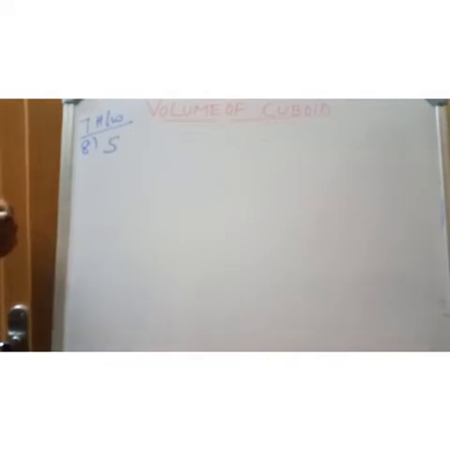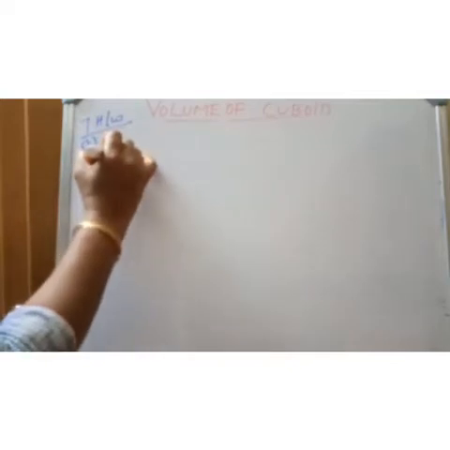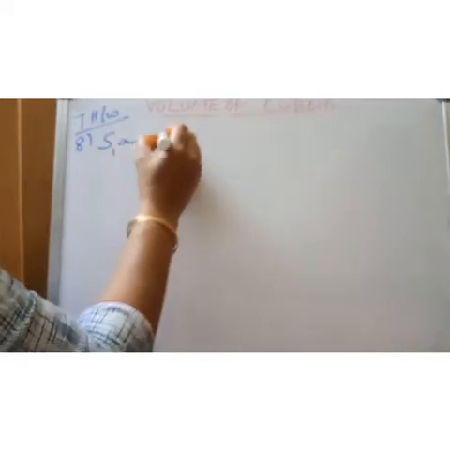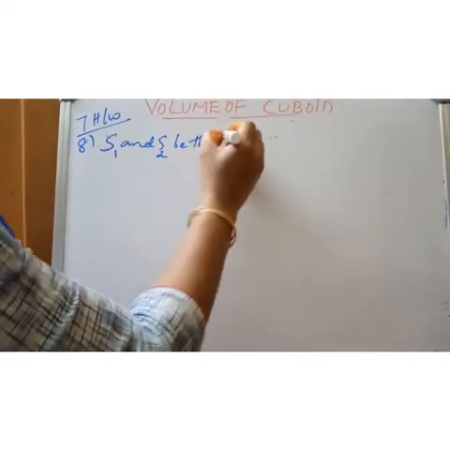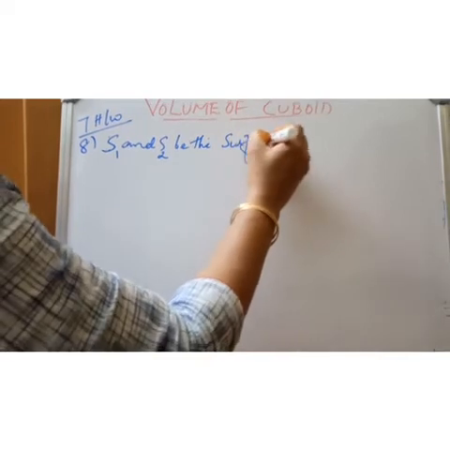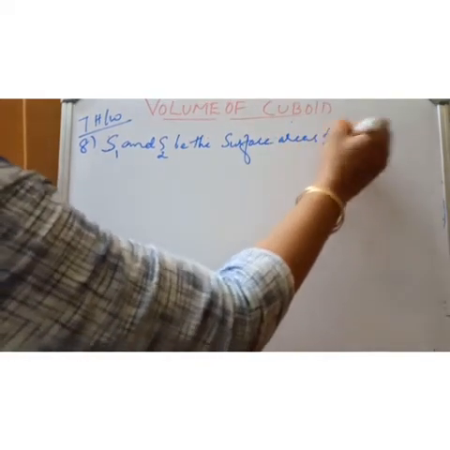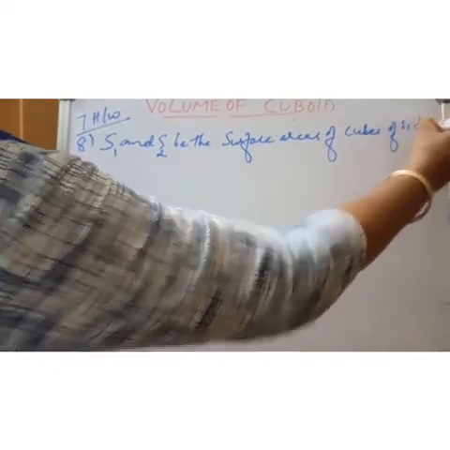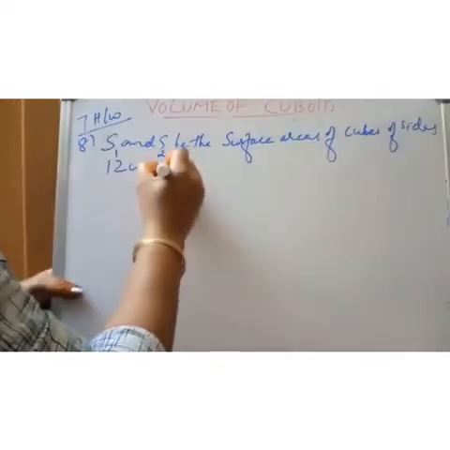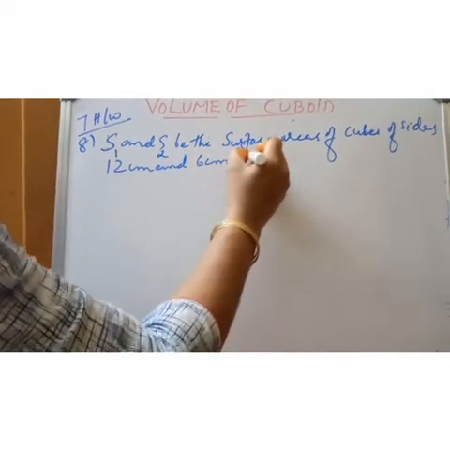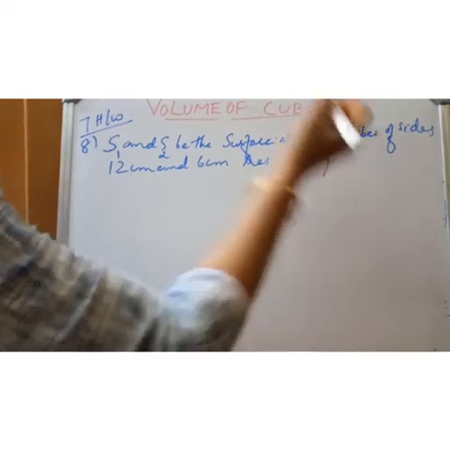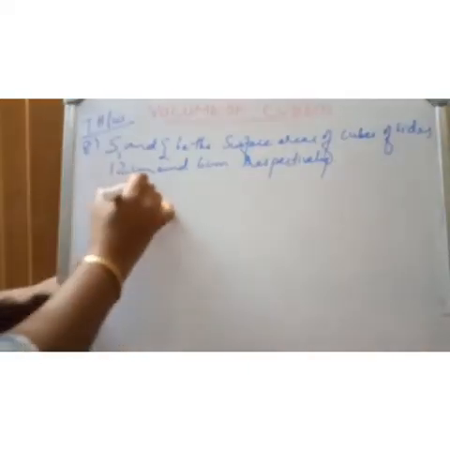They ask you to find out the ratio of their surface areas. That is the reason I am writing S as the representation. Let S1 and S2 be the surface areas of cubes of sides 12 centimeter and 6 centimeter respectively. They ask you to find out S1 divided by S2.